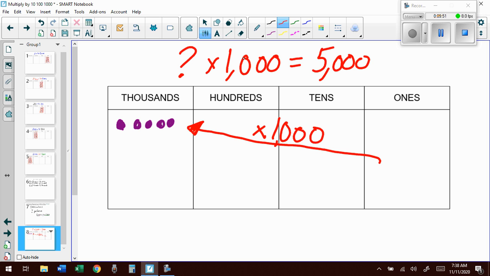We'll cover up these zeros here. What times 1 equals 5? I don't know about you, but my answer was 5 times 1 equals 5. So 5 times 1,000 would equal 5,000. All right, we're there. Now I'm going to throw in some division at you.